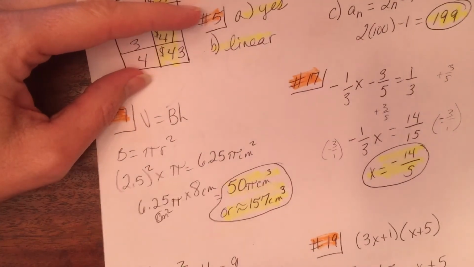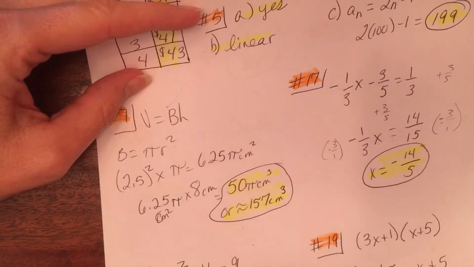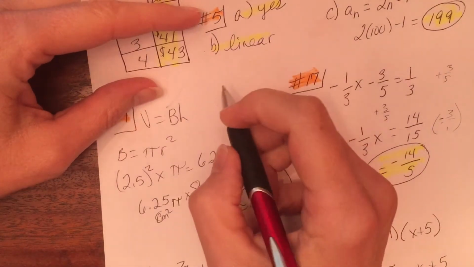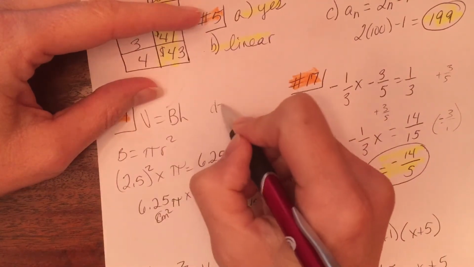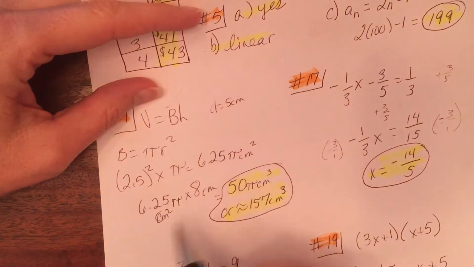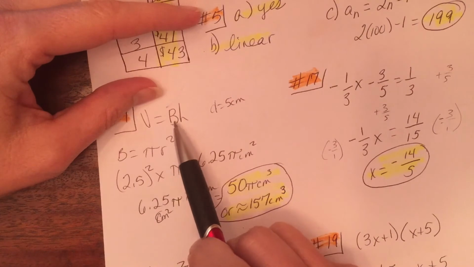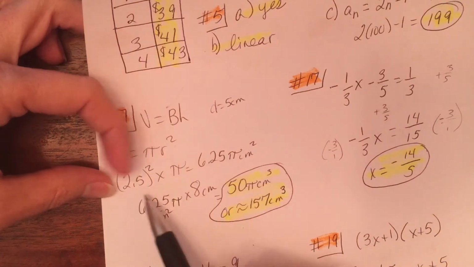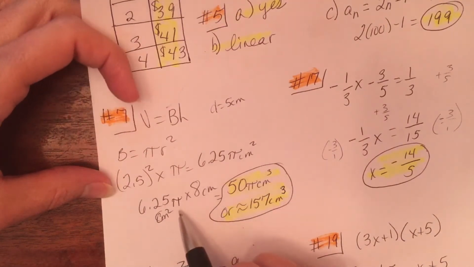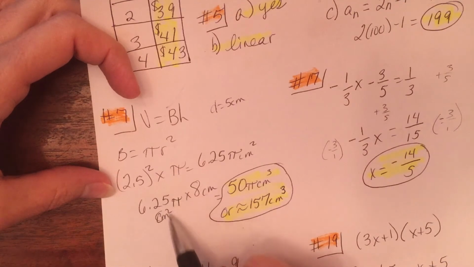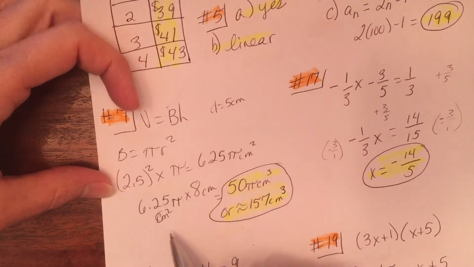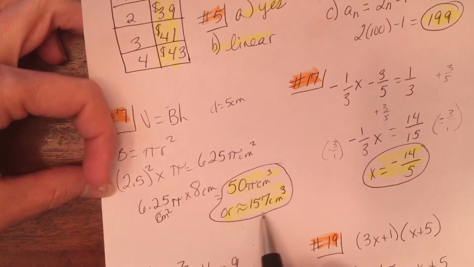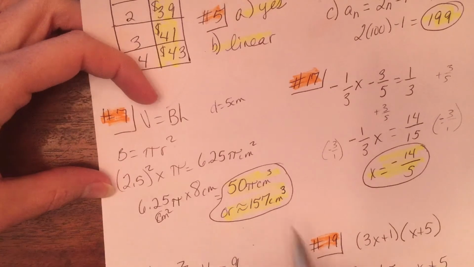Number 7. So we got a cup that's a cylinder, has a diameter of 5 centimeters and a height of 8. So they want us to find the volume, okay? To find capital B, area of the base, we've got to use our circle formula. So radius is 2.5. 2.5 squared is 6.25 times pi for the capital B, area of the base, times the height of 8. So if you left pi as pi, it would be 50 pi centimeters cubed, or if you multiplied it all out, it would be around 157 centimeters cubed.